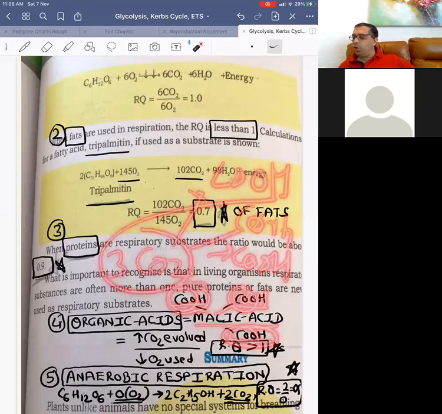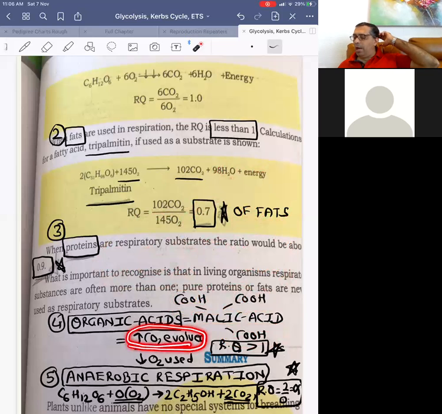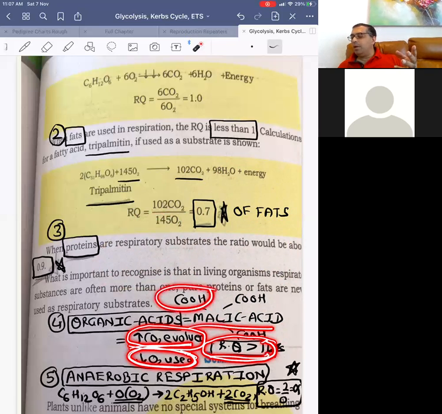Means amount of CO2 evolved is more and amount of oxygen used is less. So RQ will be greater than 1. Why is RQ greater than 1? Because malic acid is already rich in oxygen. Because it has tricarboxylic COOH, COOH, COOH, तो oxygen already rich है.